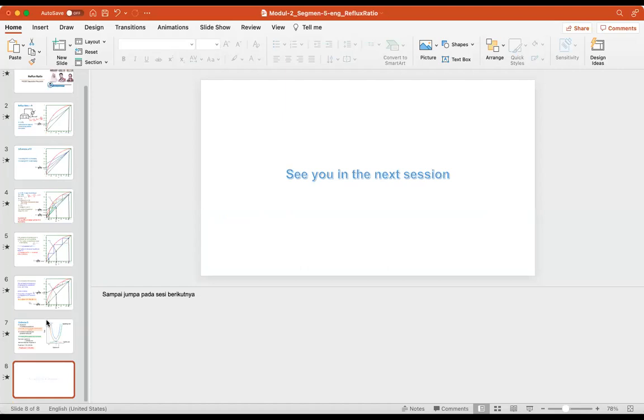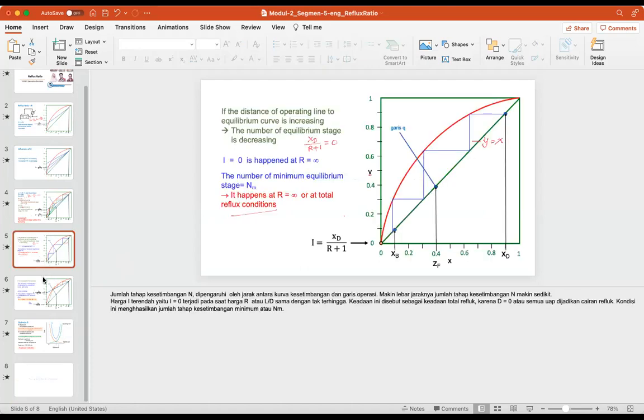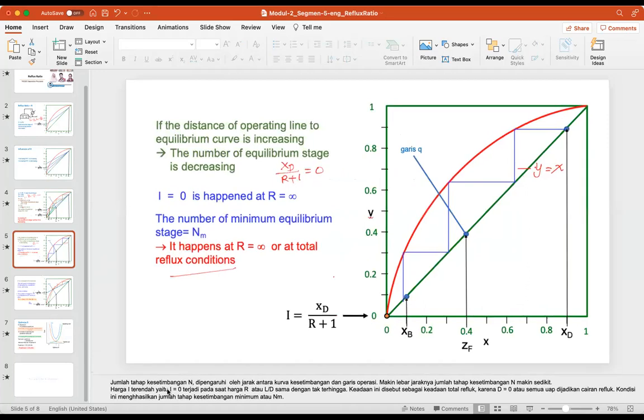Ibu, I have a question. Yeah, okay, Nadifa. To determine n, the number of equilibrium stages, it's based on drawing the steps on the graph, right, Bu? Yeah. So how do you determine n if it's not an integer, like in the example, it was 2.2?